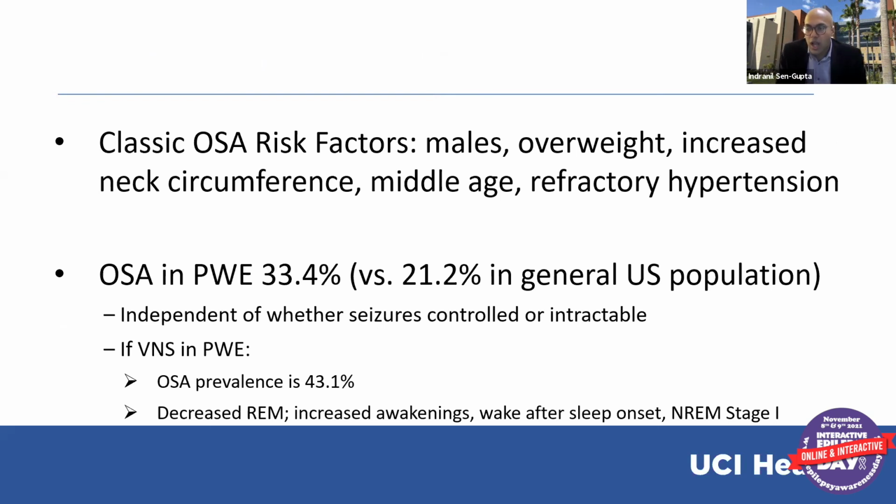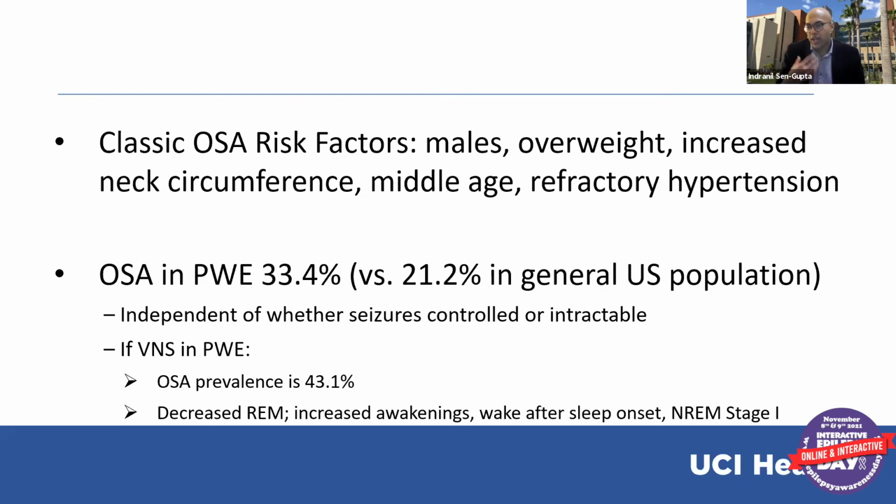refractory high blood pressure. About a third of patients with epilepsy have obstructive sleep apnea. It's estimated that 20 to 21% of the adult population at large in the US is dealing with obstructive sleep apnea. The vast majority, as you would expect, are probably undiagnosed. But clearly the prevalence in patients with epilepsy is significantly higher than in the general population. This increased prevalence is present regardless of whether seizures are controlled or uncontrolled, curiously enough.